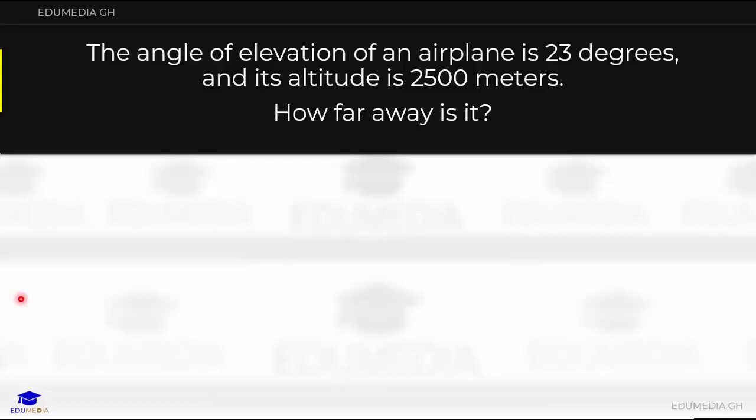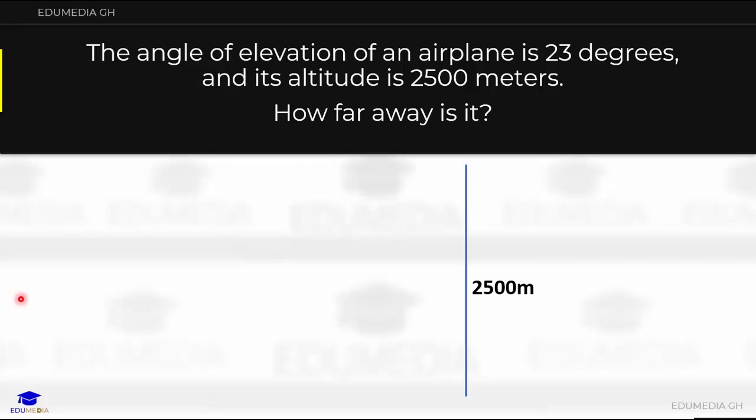The question said the angle of elevation of an airplane is 23 degrees and its altitude is 2500 meters. Let's understand that altitude is about something that is vertical, or something that is above sea level. So the altitude, which is 2500 meters, will look like this. So it's in a vertical form and it is 2500 meters.